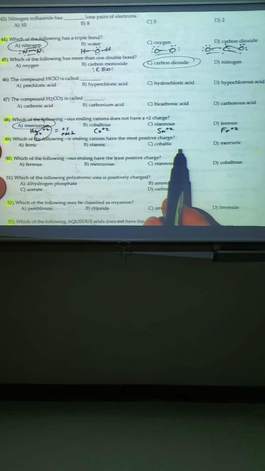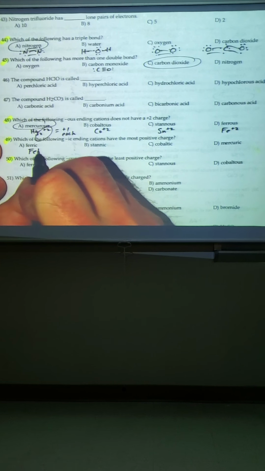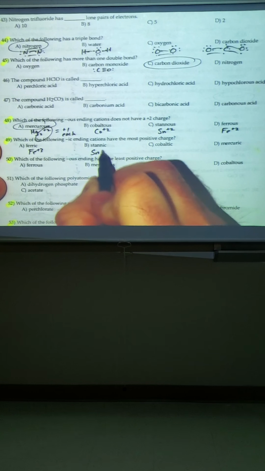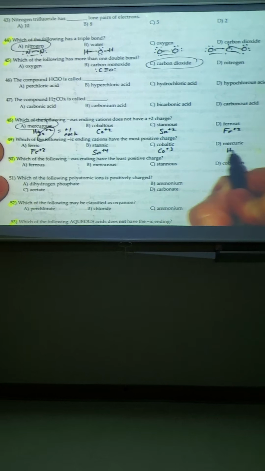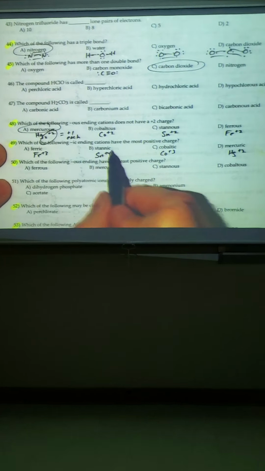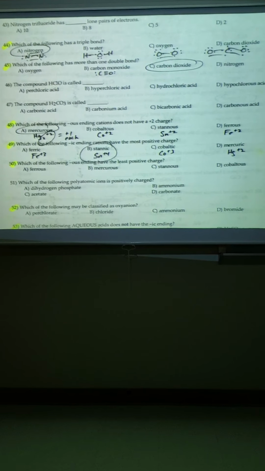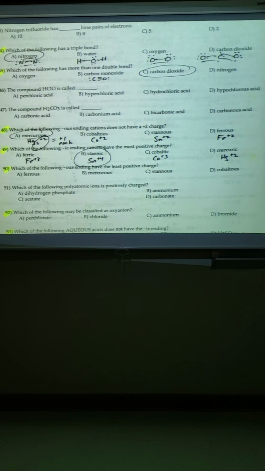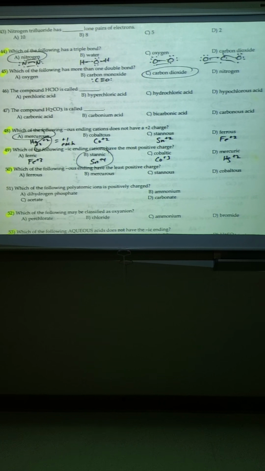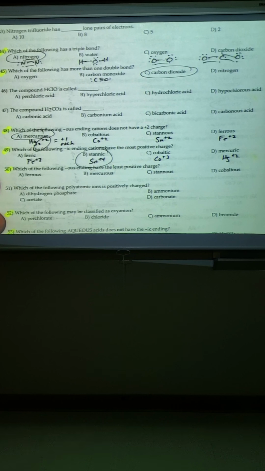Which one is the highest ic? Ferric likes a 3. Stannic, based on its family, likes a 4. Cobaltic likes a 3. And mercuric likes a 2. So who is the highest? That's the highest family. This would be in group 4, group 14 in a non-Roman numeral sense, so definitely the highest charge possible.